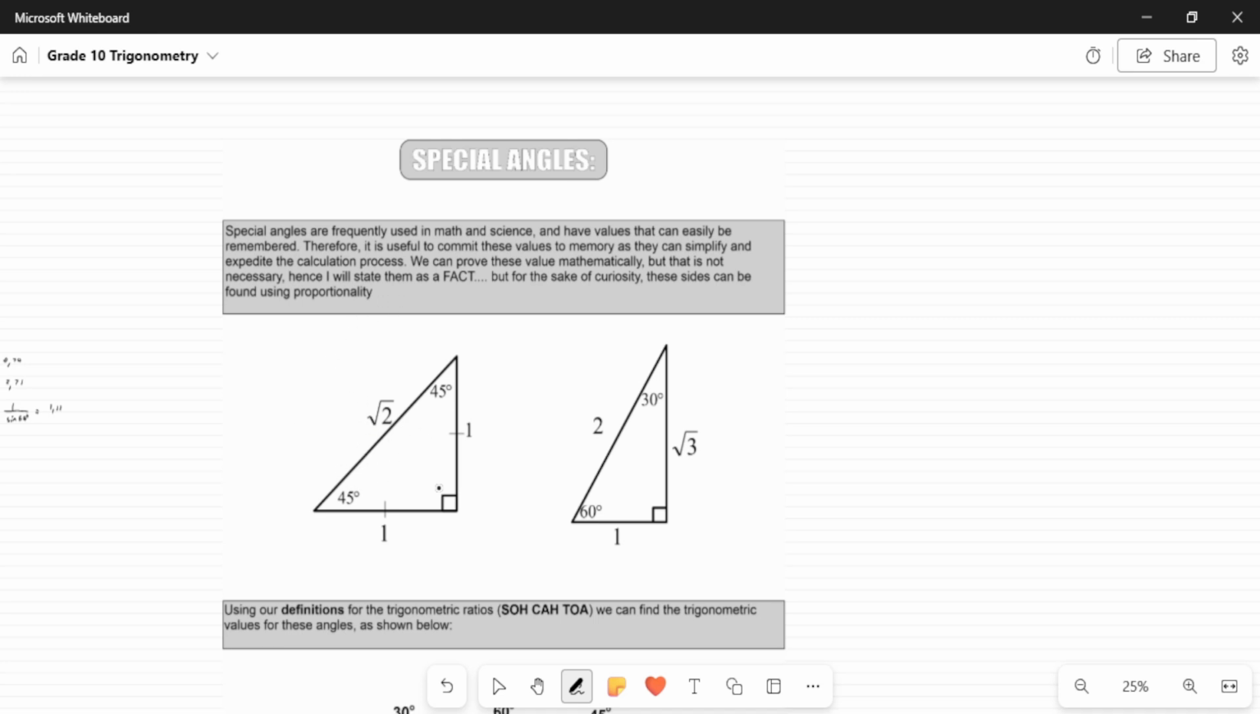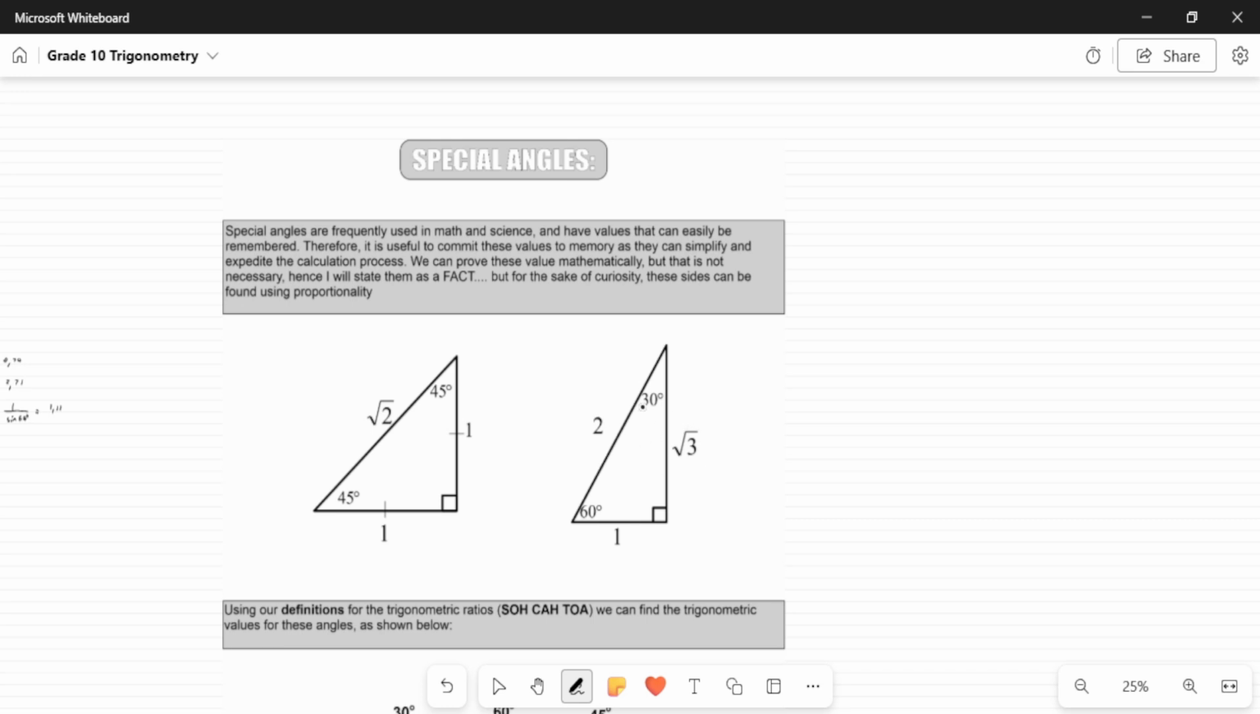If you look at the 45, 90, 45 triangle, the two sides of the triangle are equivalent to 1, and the hypotenuse is equivalent to the square root of 2. If you look at the 60, 30, 90 triangle, then one side is equal to 1, the hypotenuse is equal to 2, and the other side is equal to root 3.